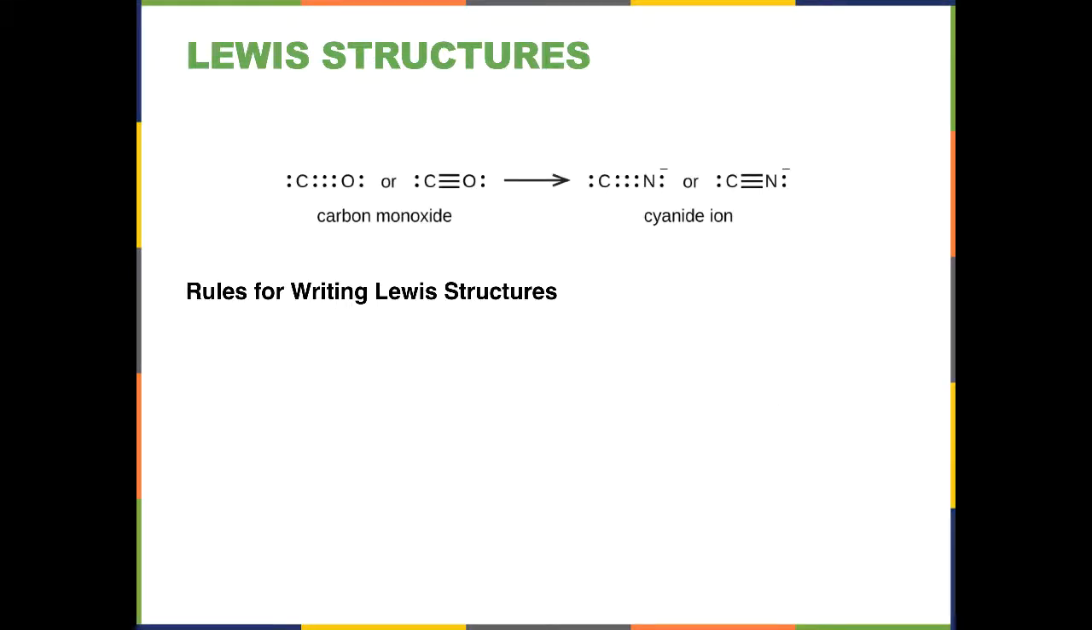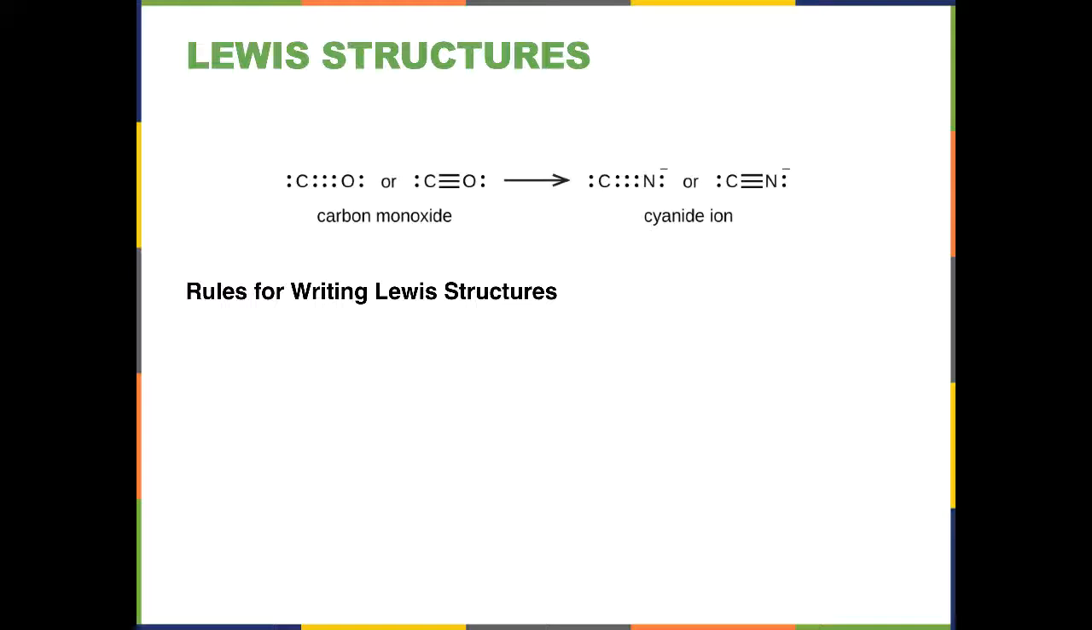So how do we go about writing Lewis structures? First of all, I want to point out at the top here an example of triple bonds. And notice there are three pairs between the C and the O in carbon monoxide. So there is a triple bond between the carbon and the oxygen. And then the remaining two electrons in the carbon and the remaining two electrons in the oxygen are left on the outside.